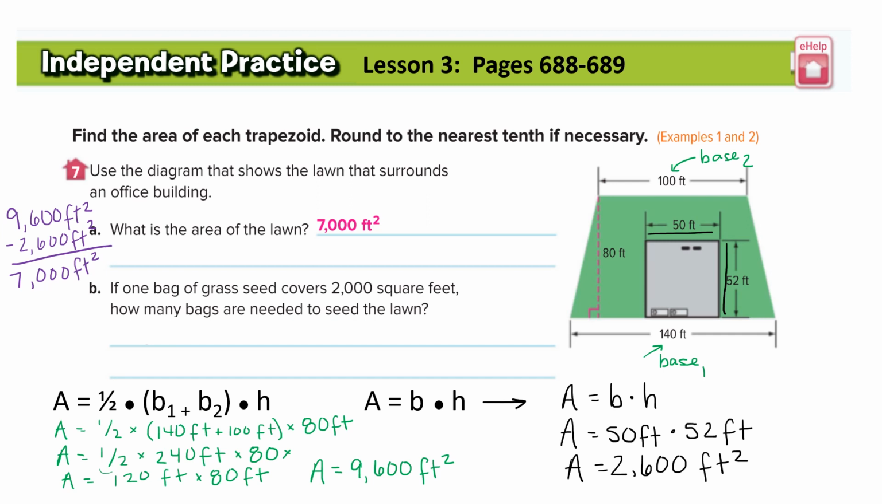Now, if one bag of seed covers 2,000 square feet, how many bags are needed to seed the lawn? Okay, now what you're going to do here is you're going to have 7,000 divided by 2,000. Okay, so you have 3, which is 6. Now this has a remainder of 1,000. So now what does that tell me? How many bags do I need? Well, I need more than 3, and I can't purchase half of a bag. So I'm going to need 4 bags.